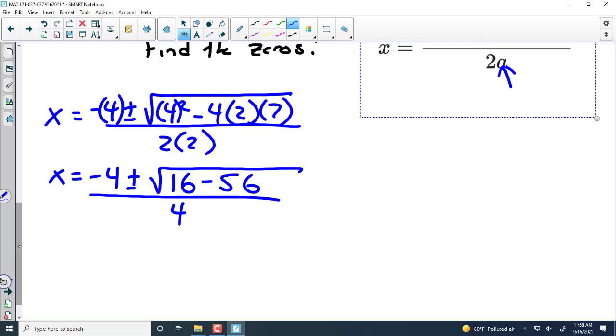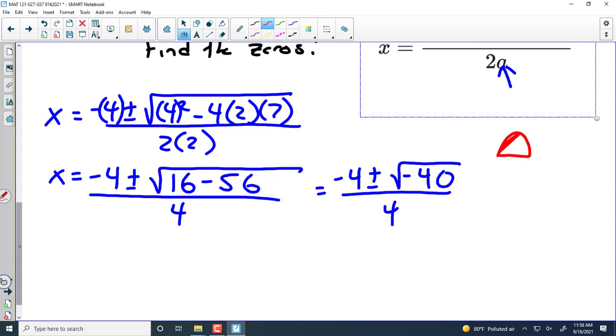Does anyone see a big warning flag going off? Yeah, this is going to be a negative with the radical. Everyone see that? 16 minus 56. This ends up being -4 plus or minus square root of -40 over 4. When that happens, a little siren goes off. Good luck to the people just looking at these notes, not listening to my lecture, figuring out what this is supposed to be. But this is a little siren that says we have imaginary numbers coming up. That's okay.